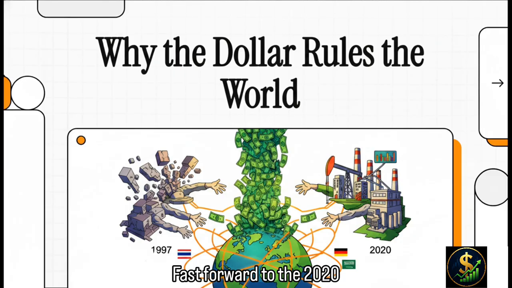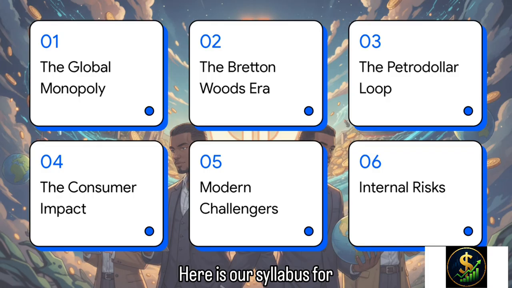Fast forward to the 2020 COVID panic, and we saw the exact same thing happen. Banks in Brazil, factories in Germany, oil fields in Saudi Arabia, they all raced for the exact same green paper you might literally have sitting in your wallet right now. So today, in this explainer, we're going to unpack the incredible geopolitical architecture that makes this possible. Let's dive in. Here is our syllabus for today.